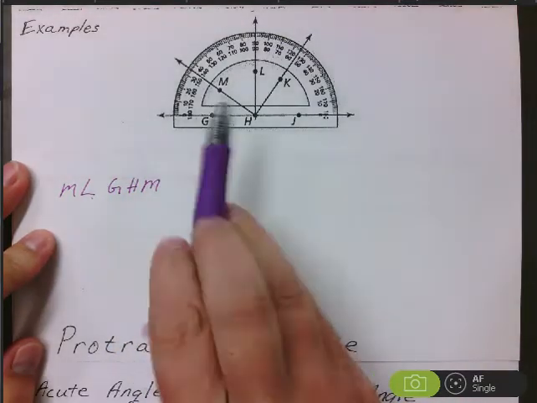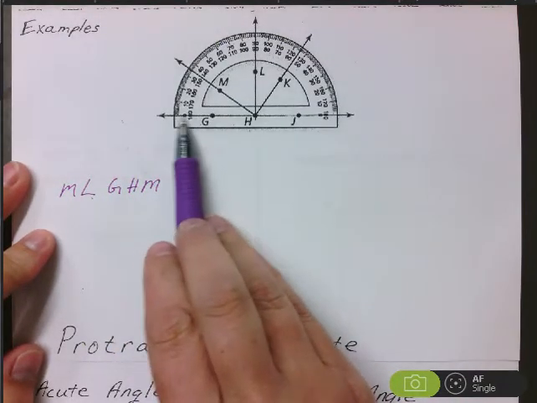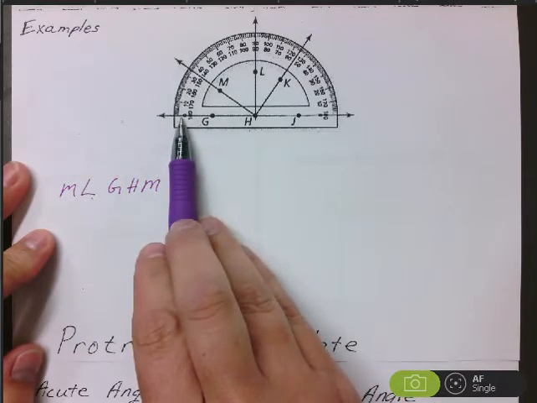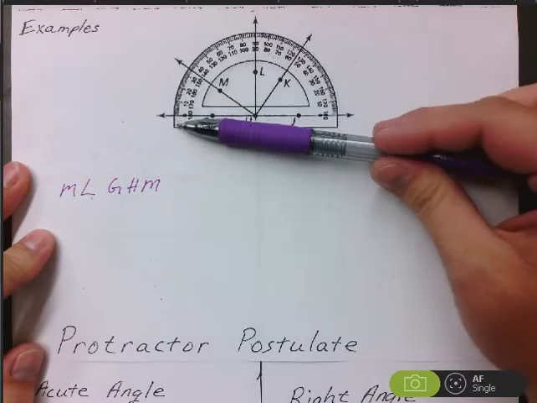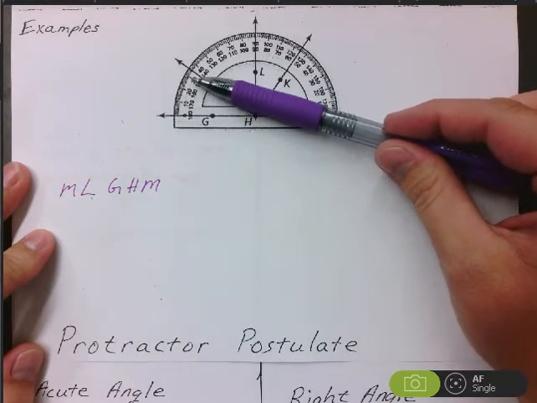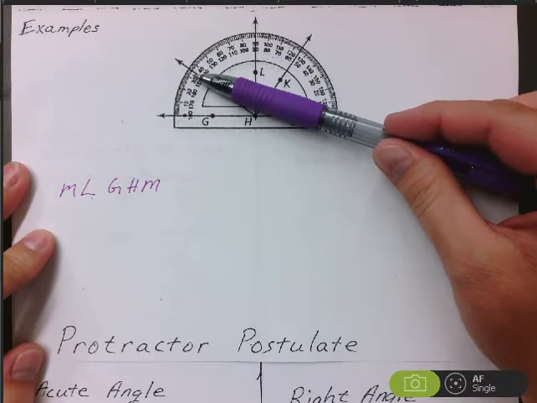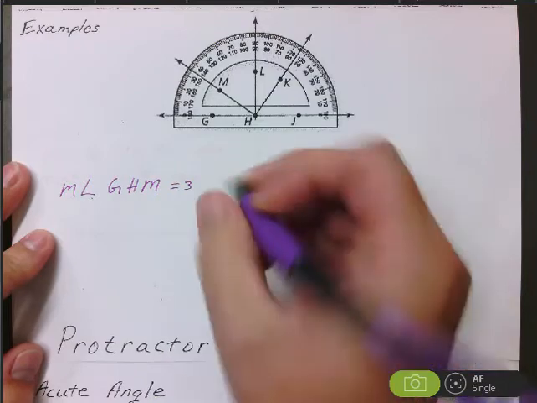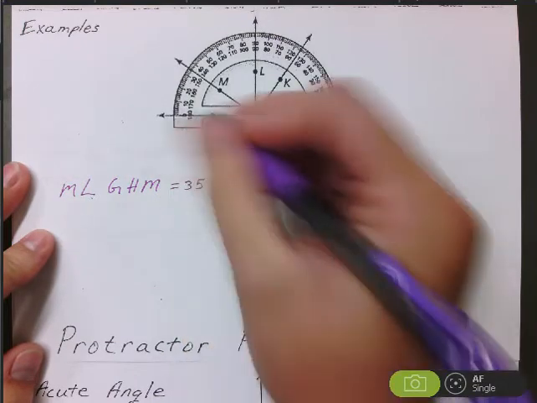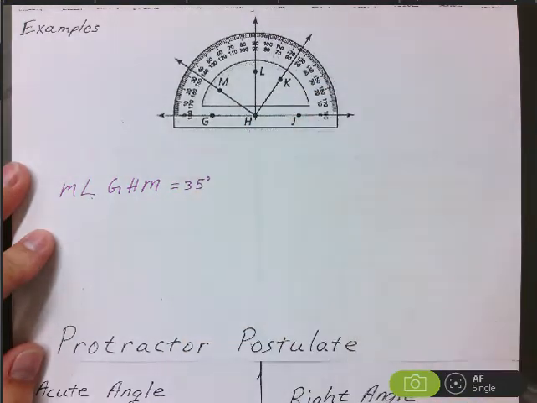GHM. So if we look up here on our protractor, we've got it lined up. GH is here at 0. 0 is the top row of numbers. So we're going to continue with those until we get to M. So we come up here, that's 30, and we're going to go a little bit further. It's about halfway, so that looks like 35. And if you actually have a protractor, it's a little easier to see how many actual little hash marks are in there. But that looks pretty close to 35.